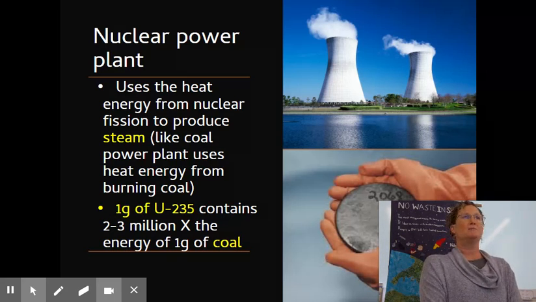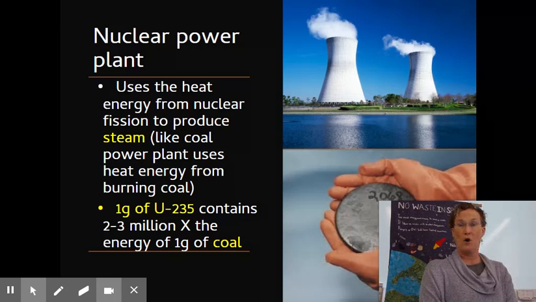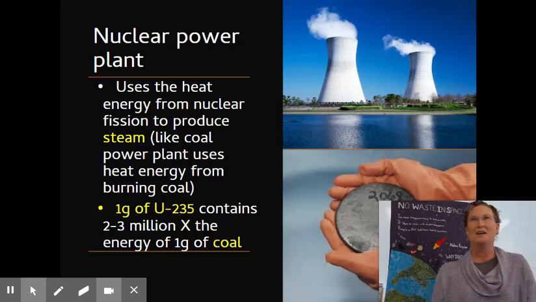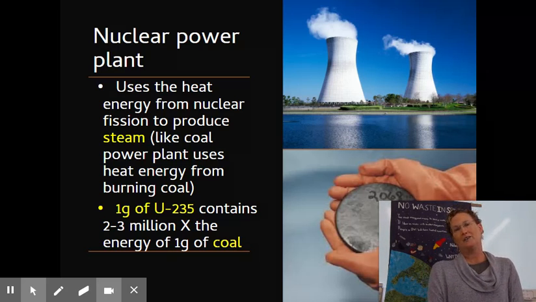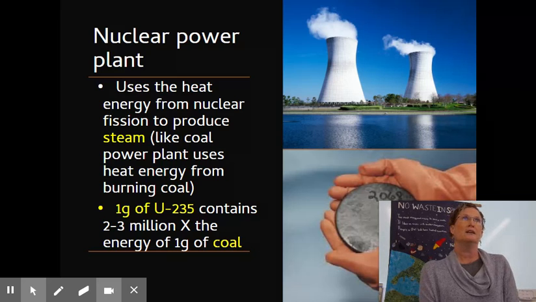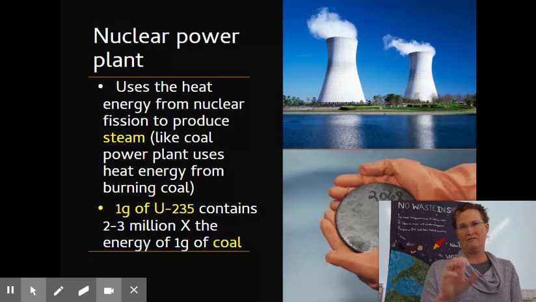So 1 gram of uranium-235 contains 2 to 3 million times the energy of 1 gram of coal. So this is where uranium is a non-renewable resource. We will mine uranium out of the ground to get it, and we have to purify it into a more specific U-235, and I'll talk to you about that in a minute. So it is powerful. A gram of uranium-235 has 2 or 3 million times the energy of a gram of coal. All right. So it is powerful stuff.